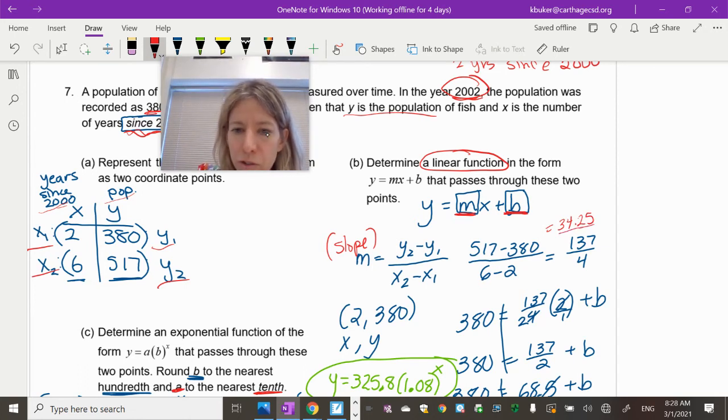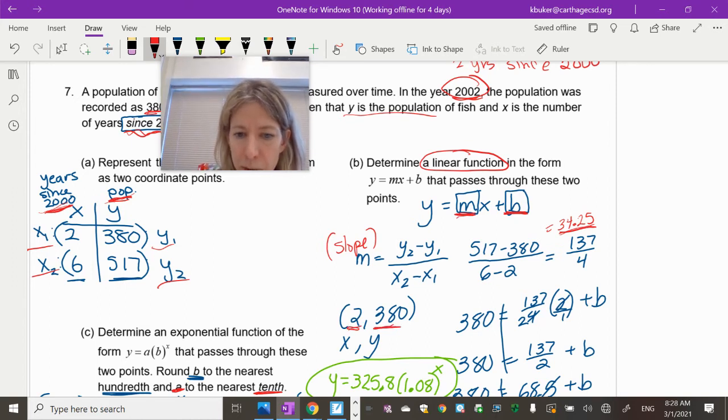34.25 is the slope. So basically, change in population for every year. Okay, so this represents about how many goldfish approximately, right? We're not going to have a quarter of a goldfish, but with this linear model, they gained about 34 goldfish each year.